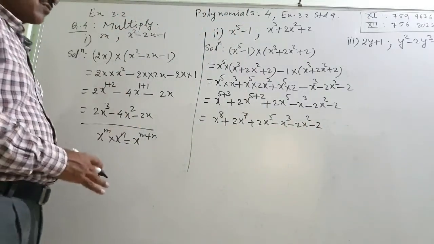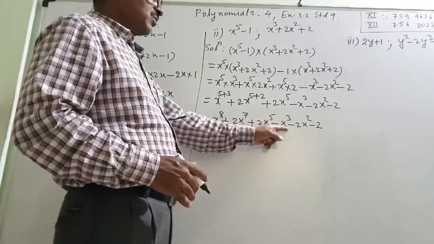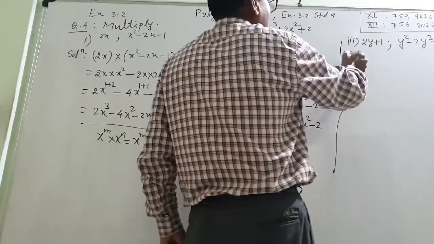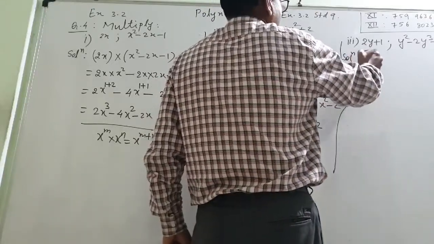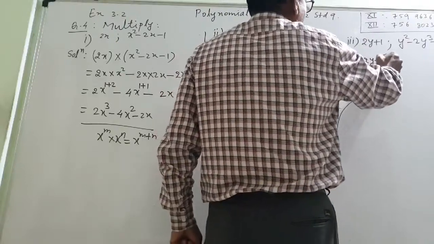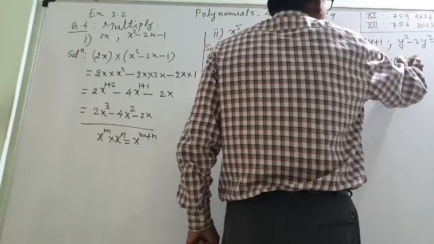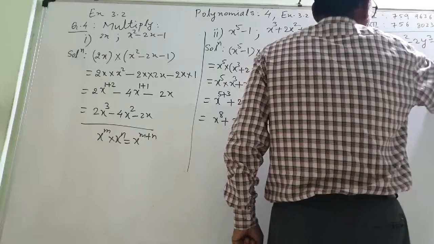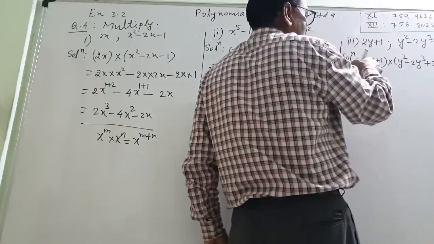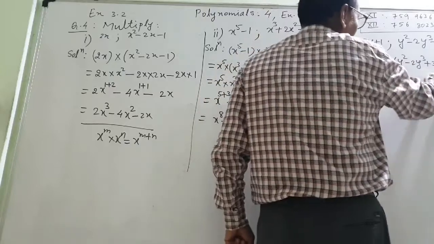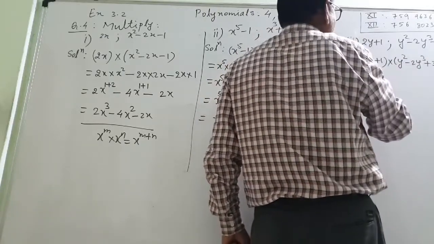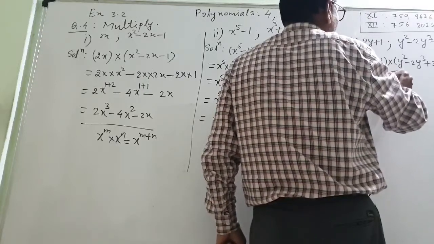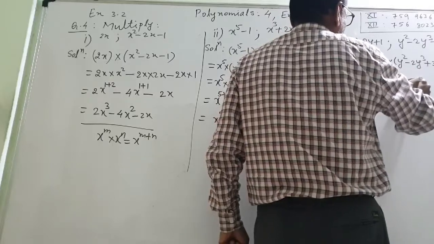So this part is over now. Now there are no similar terms, no like terms, so I will not do anything. Now I will go for this. Solution for this is 2y plus 1 into y raised to 2 minus 2y raised to 3 plus 3y. So that is equal to, first of all by 2y I will multiply this whole bracket and then by plus 1 I will multiply. So 2y into this whole bracket is y square minus 2y cube plus 3y.